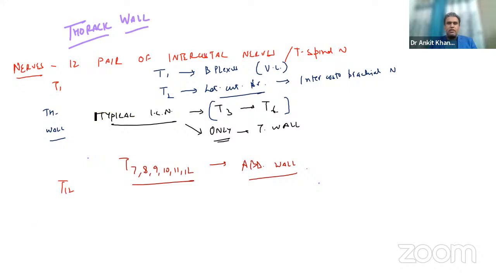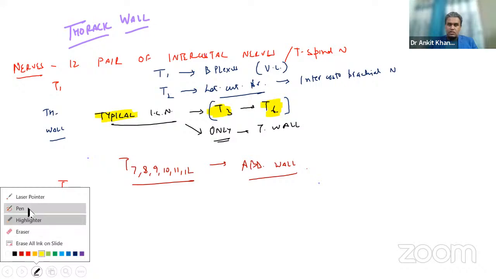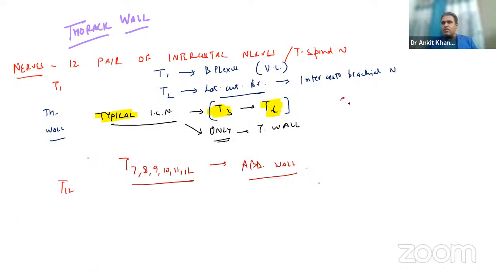I hope you can remember it. The typical intercostal nerve is T3 to T6. That is the point. What are they going to supply? The thoracic wall. What in the thoracic wall? From the skin to the parietal pleura. Don't forget that. Including the intercostal muscles also. That is about the nerves. Any doubt? I hope not.